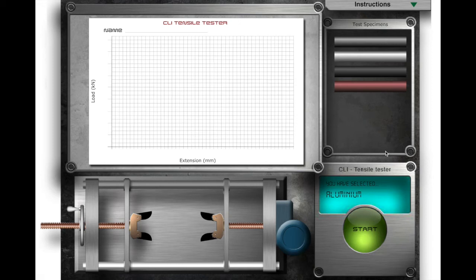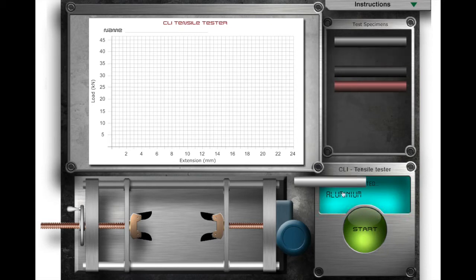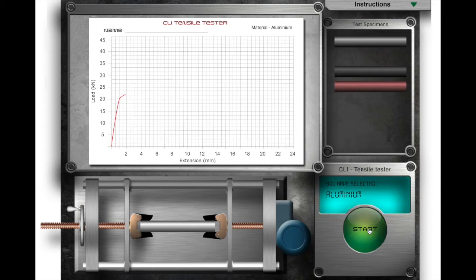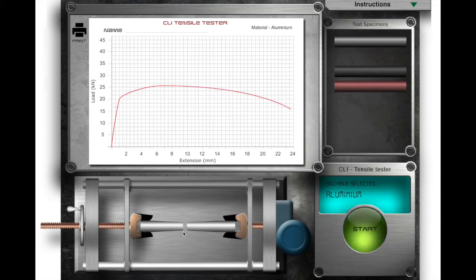Right, class, we're going to start with testing the second rod right here. This is the aluminum one. You can see right here in the Tensile Tester window, it says it's aluminum. I'm going to go ahead and put it in, and we're going to start the test and see what happens. So you can see it's stretching. You can see the necking right there, and then we have failure at the end.